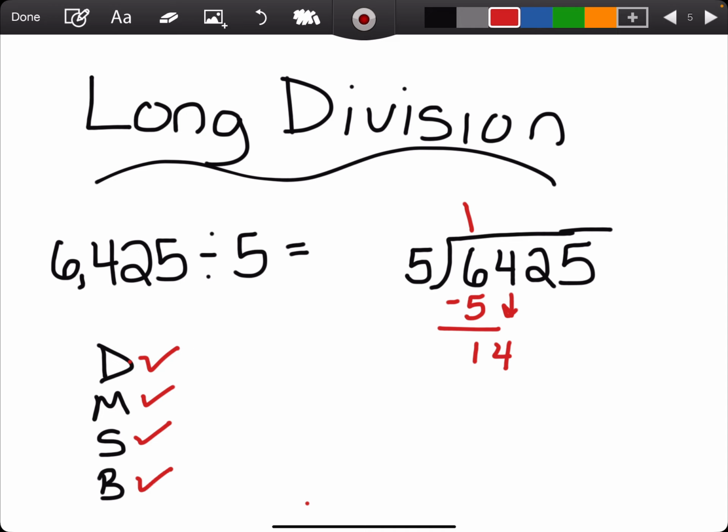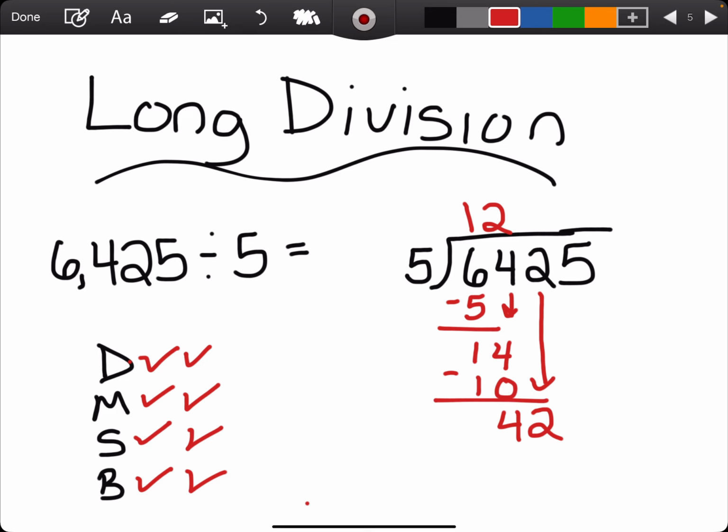Now I'm going to start over from the beginning. 5 goes into 14. How many times without going over? 2. 5 times 2 is 10. I've divided, I've multiplied, let me subtract. 4. Bring down, because there's another digit. 42. Let me start over. 5 can go into 42. How many times without going over? It can go into it 8 times. Divide. 5 times 8 is 40. We multiplied. Let's subtract and get 2. Good. Bring down the 5.